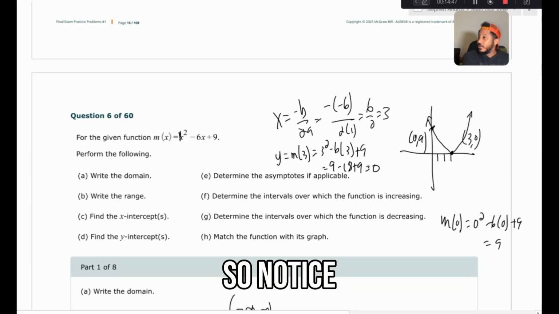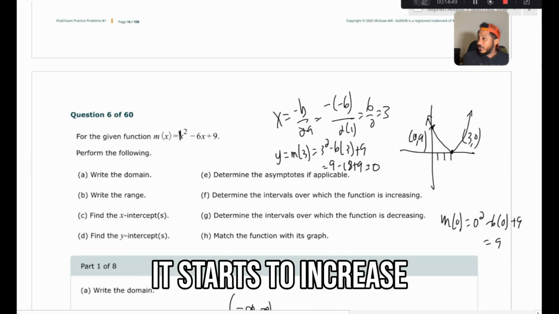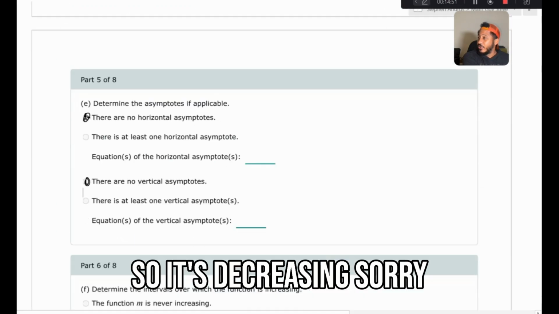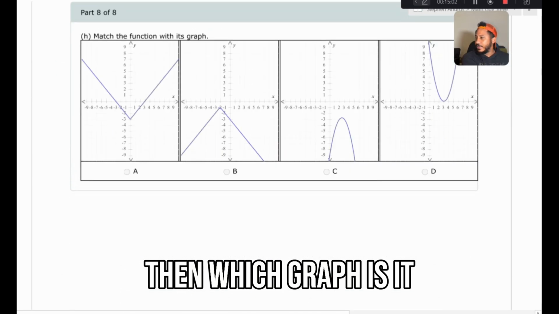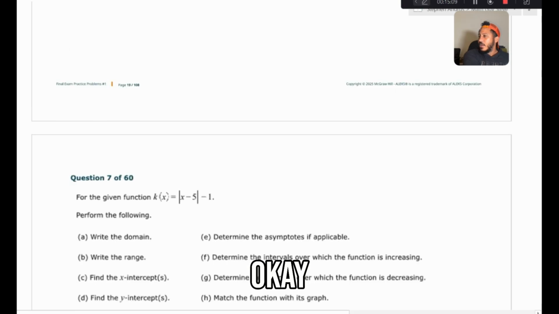So notice it's decreasing, and then at this x value it starts to increase. So it's decreasing, it's increasing from 3 to infinity. It's decreasing from negative infinity to 3. And which graph is it? It's this parabola.